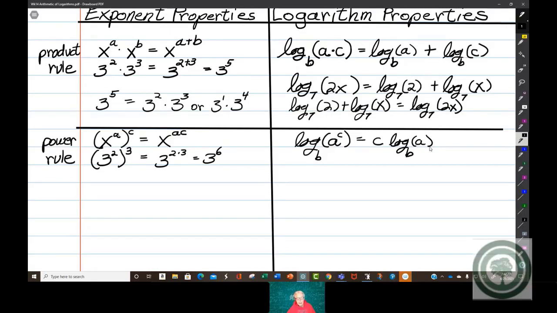And you can go the other way. But let's change this to numbers first. Suppose I have log base 7 of 2 to the third power. That could be written as 3 times log base 7 of 2.